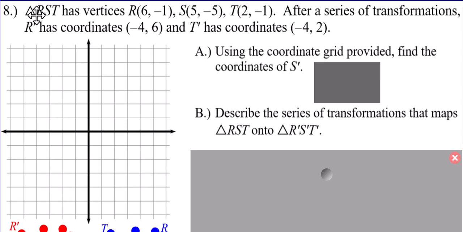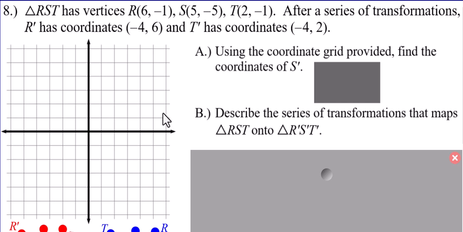Okay, triangle RST has vertices, here they are, R, S, and T. You can read them. After a series of transformations, R prime has coordinates -4 and 6, and T prime has coordinates -4 and 2. Part A. Using the coordinate grid provided, find the coordinates of S prime.